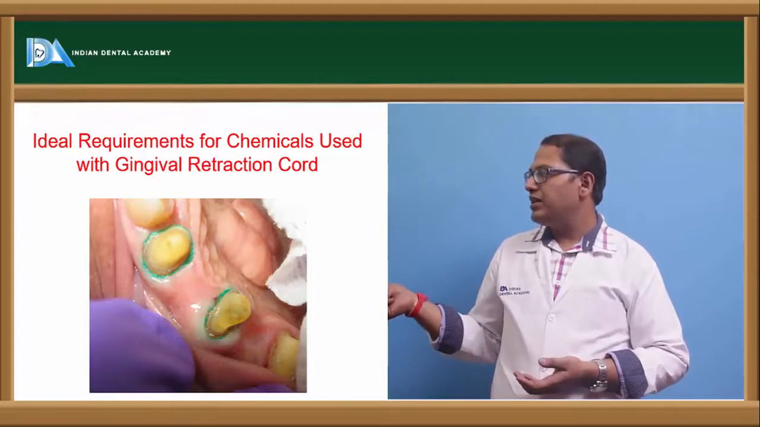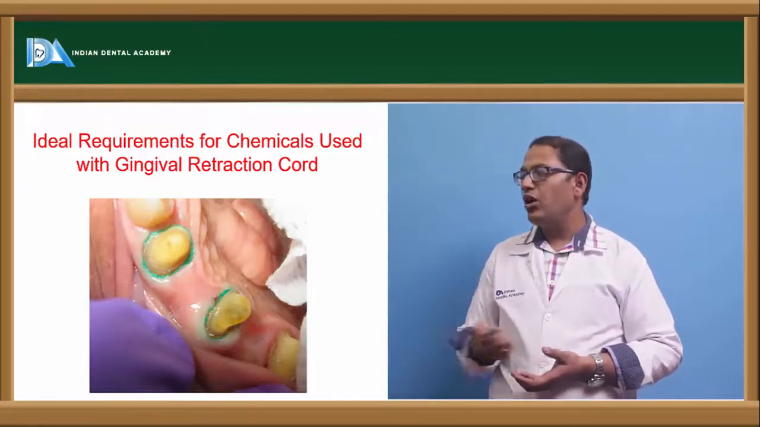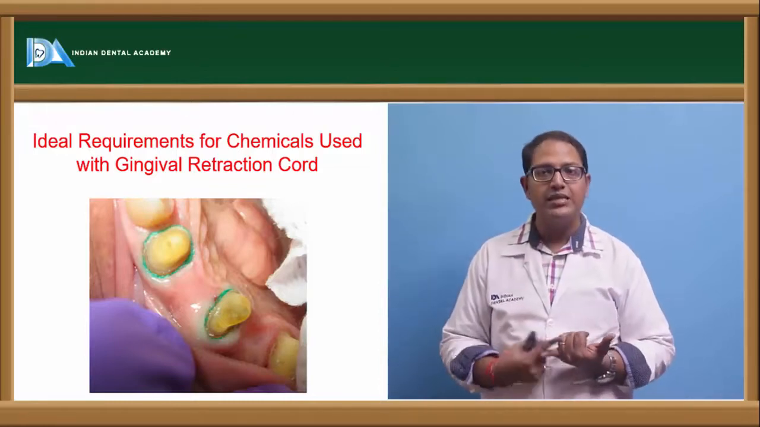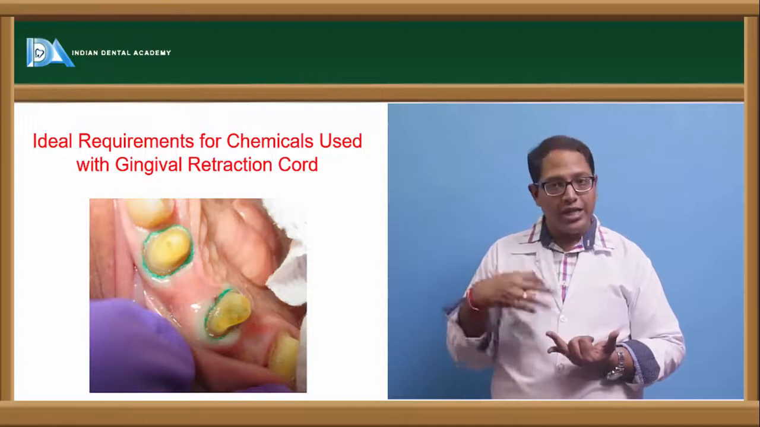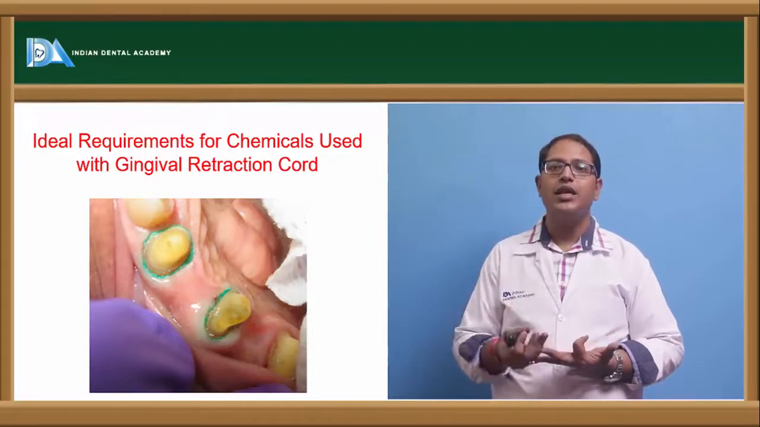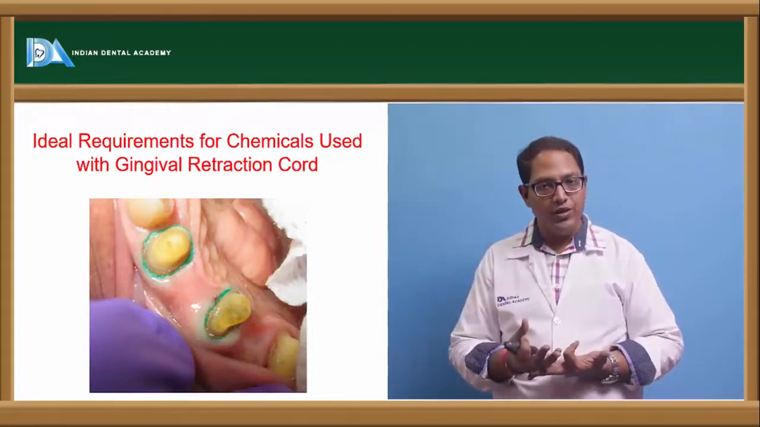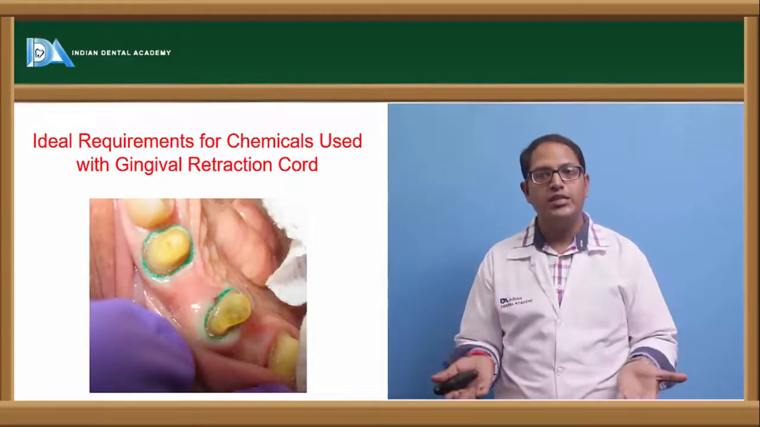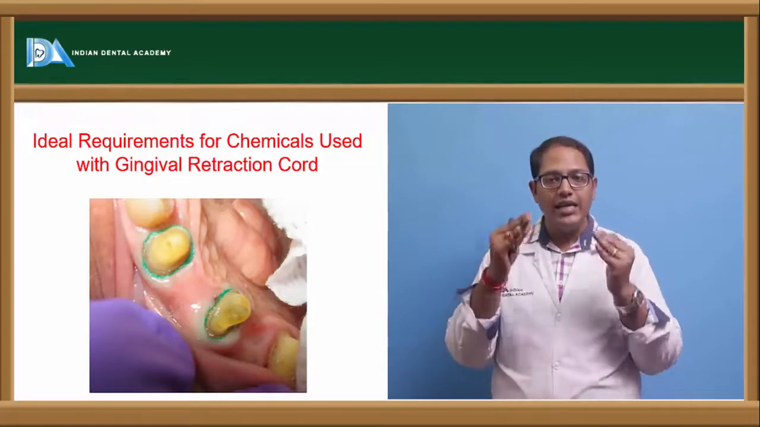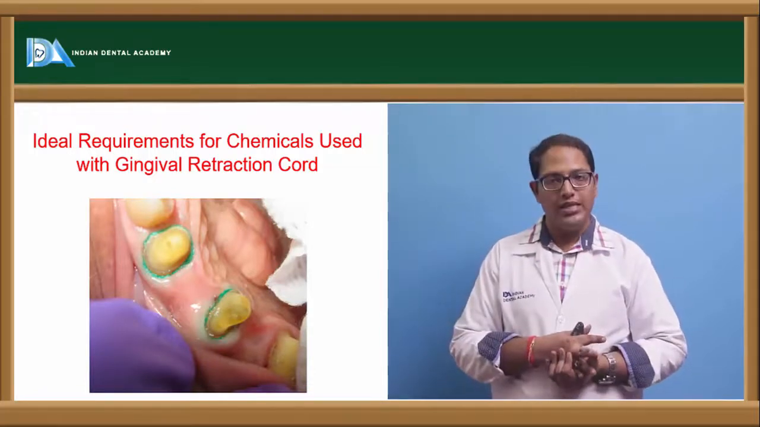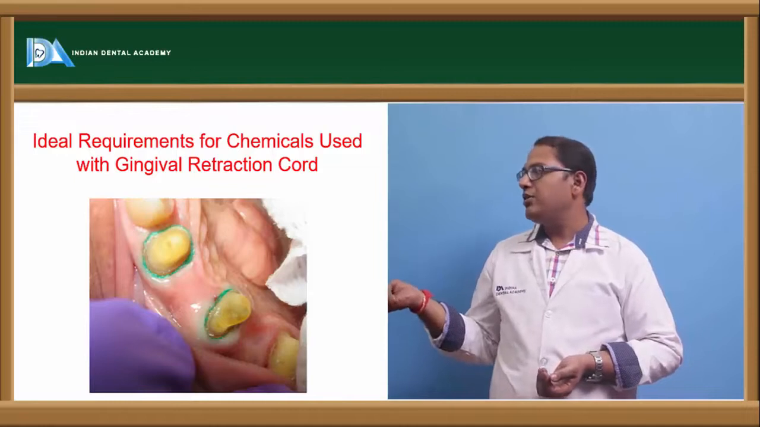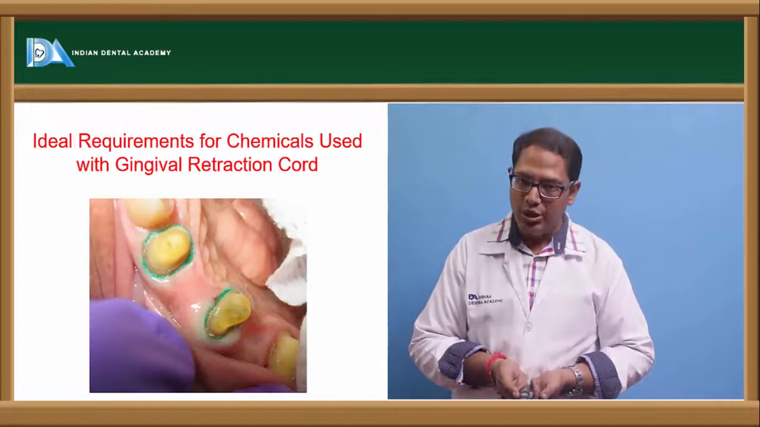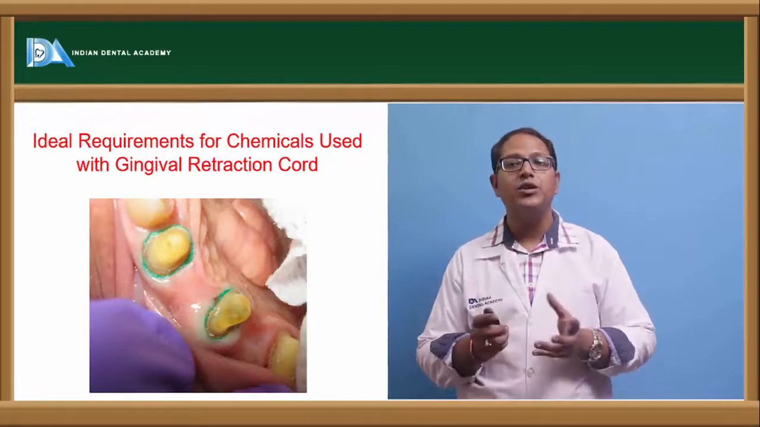Ideal requirements for a chemical used with a gingival retraction cord. Now what are the ideal requirements? I told you, number 1, it should cause hemostasis. Number 2, it should cause retraction of the gingiva. Number 3, after the material is removed, the gingiva should come back to its original position. They should not cause any harm to the gingiva, and easy placement of the cord is also important. So these are the ideal requirements for the chemical used with it, and most important, these chemicals should not cause any systemic disorder or detrimental effect on any systemic organ of the human body.